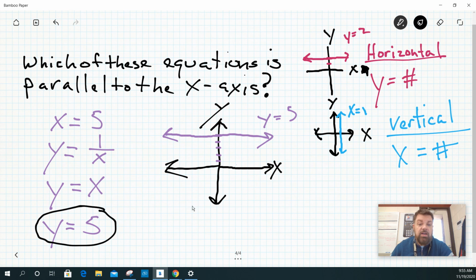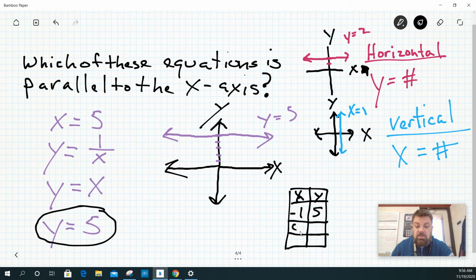So if I draw my line a little better, it's parallel, okay? Now the reason that works, and if we look at the table of values, it doesn't matter what my x value is, my y value will always equal 5. So if I say -1 for x, my y value is 5. If I say 0 for x, my y value is 5. And if I say 3 for x, my y value is 5. So at this point, 1, 2, 3, y always equals 5. Okay? Are there any questions on that?